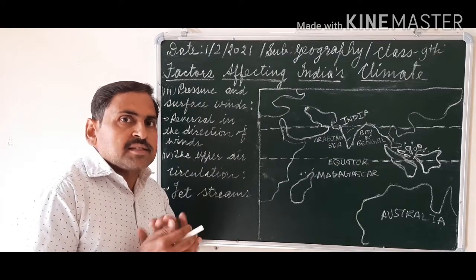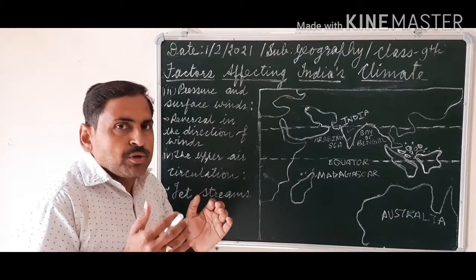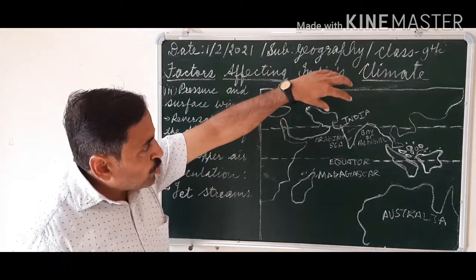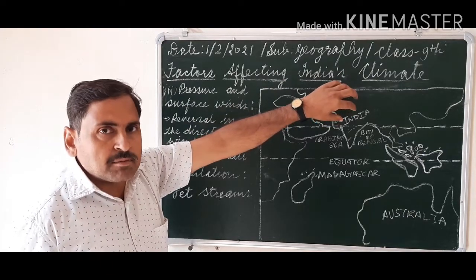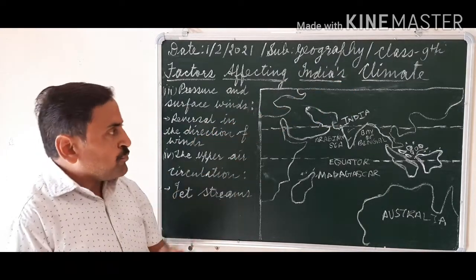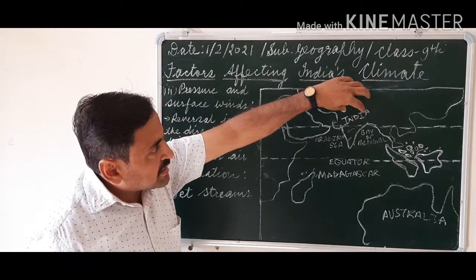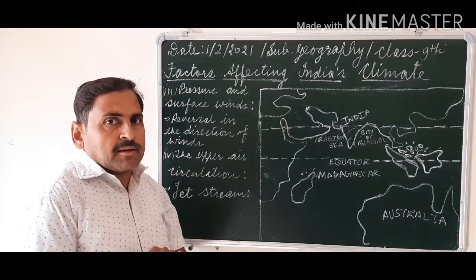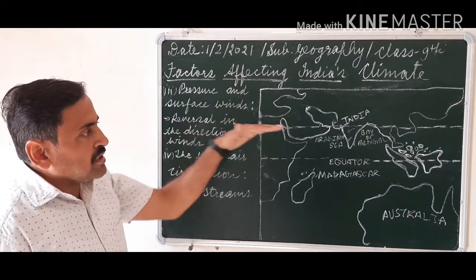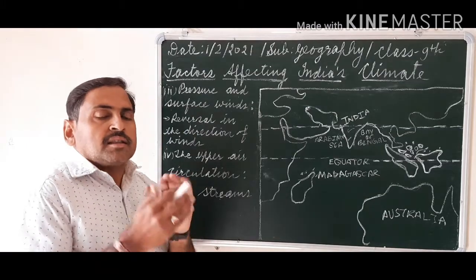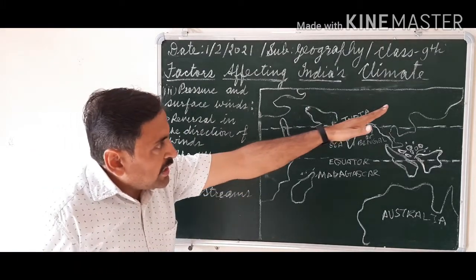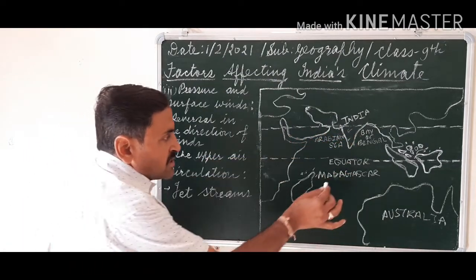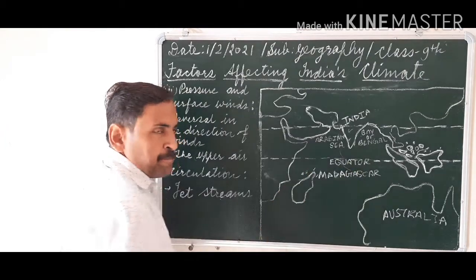But as the season changes and during summers, the Tibetan plateau gets heated, the northwestern part of India becomes extremely hot and because of that, a low pressure area is created over the Ganga plains. And this reverses the direction of the winds. It means that the winds which were blowing from land to sea start blowing from sea to land.